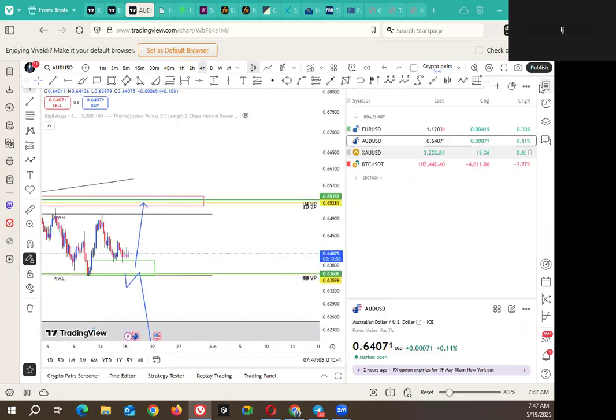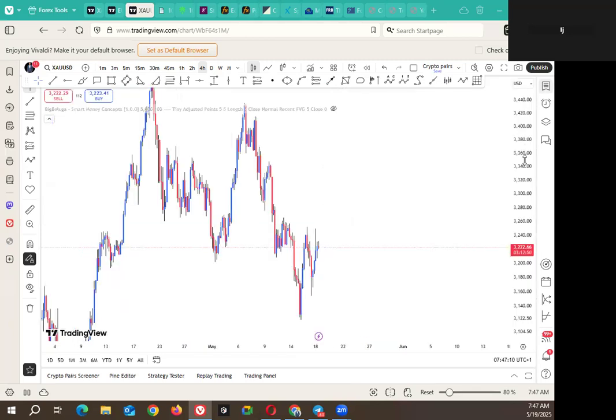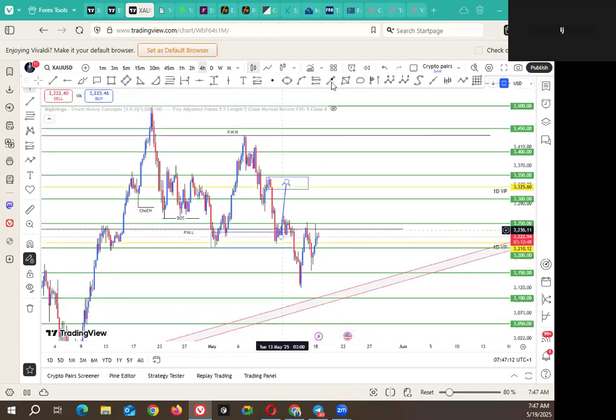So that'll be for AUD. Then for XAUUSD, this was our forecast for last week. The market was here on Monday.